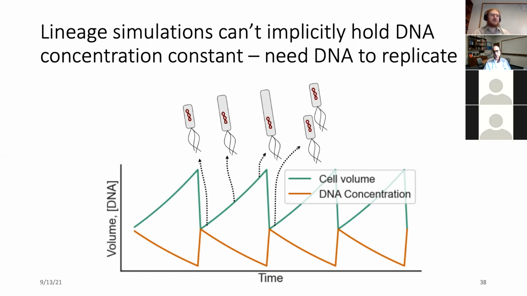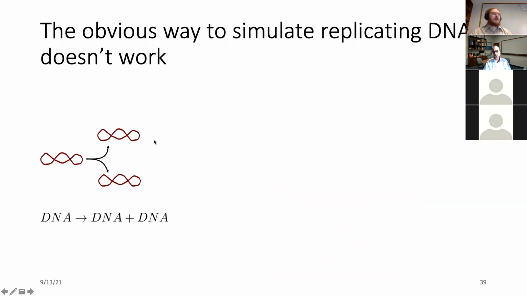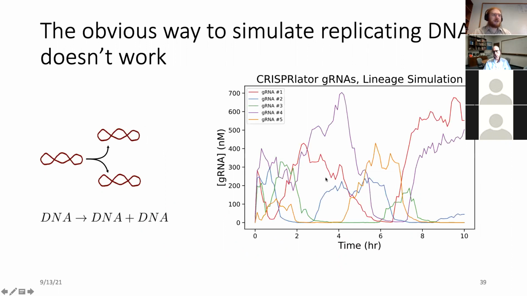We want to add that to our lineage simulation. We could do that in a sort of obvious way by just adding a reaction that says DNA can replicate. So one DNA can split to become two DNA. But if you write that down and you try simulating a CRISPR later, you get something really wild that doesn't seem to oscillate in a nice way at all. And it gets much worse very quickly over time.